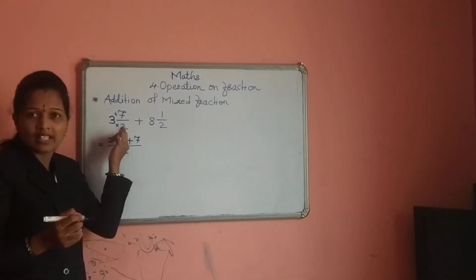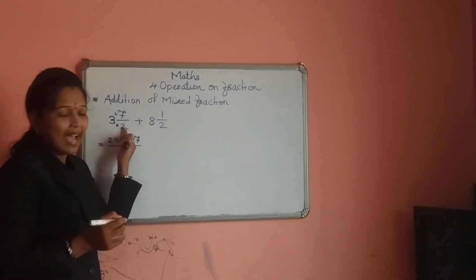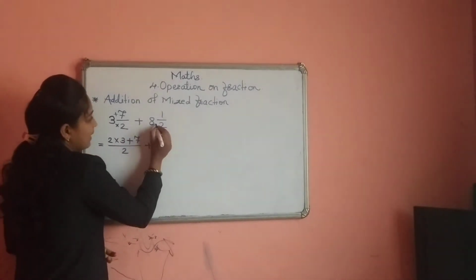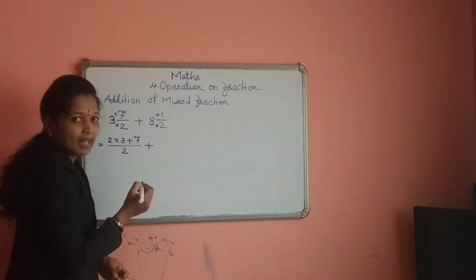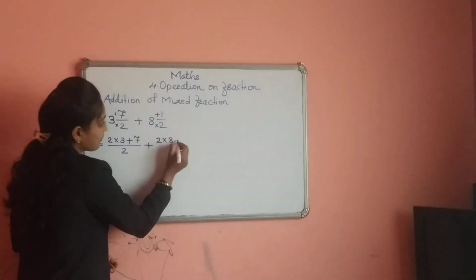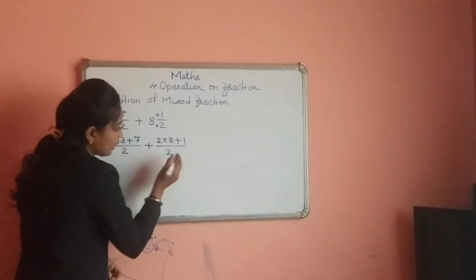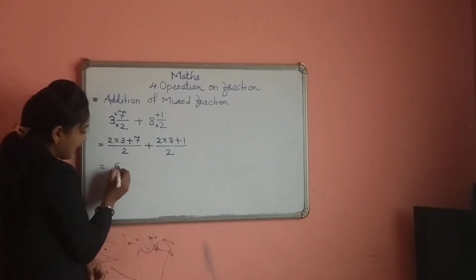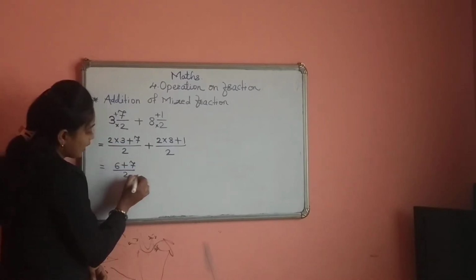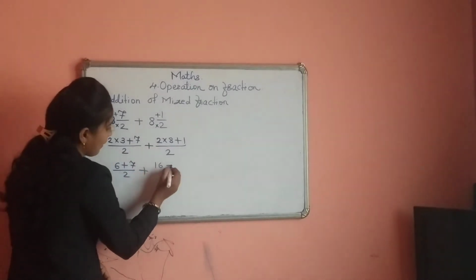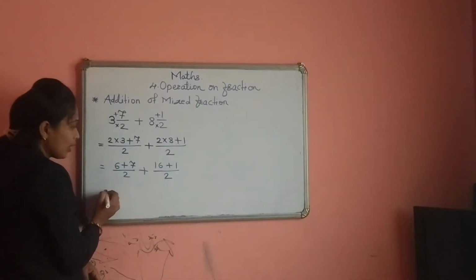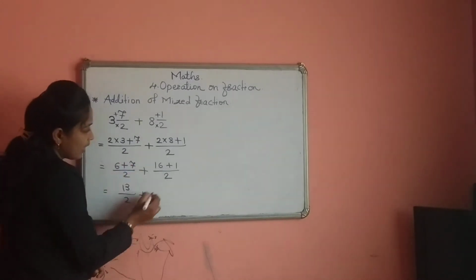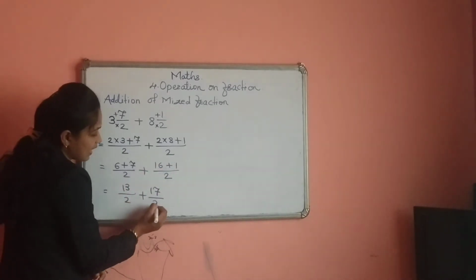Whatever denominator is given, we have to write down that denominator as it is. Give the plus sign, positive sign. And next one, 2 multiplied by 8, in this two number multiplication, in this two number addition. 2 multiplied by 8 plus 1 divided by 2. Now do the multiplication. 2 3s are 6 plus 7 divided by 2 plus 8 2s are 16 plus 1 divided by 2. Now 6 plus 7, add the numbers, that is 13 divided by 2 plus 16 plus 1, that is 17 divided by 2.